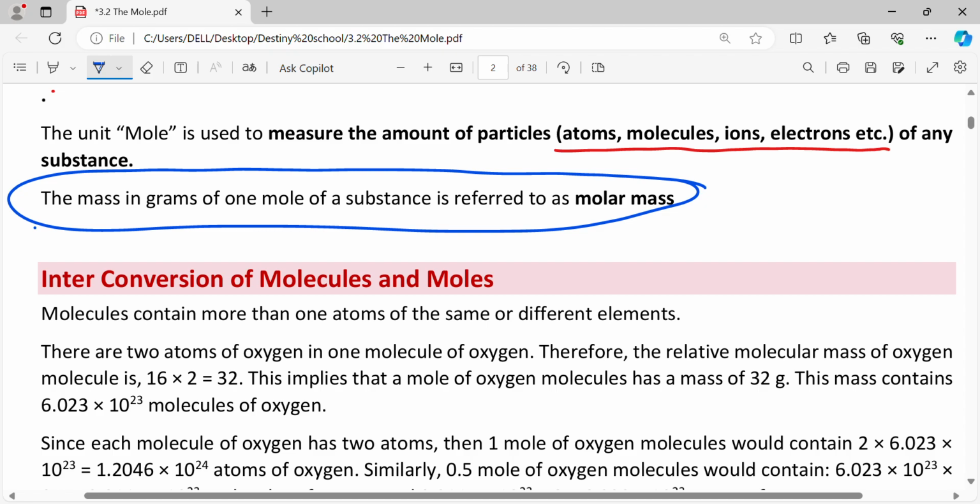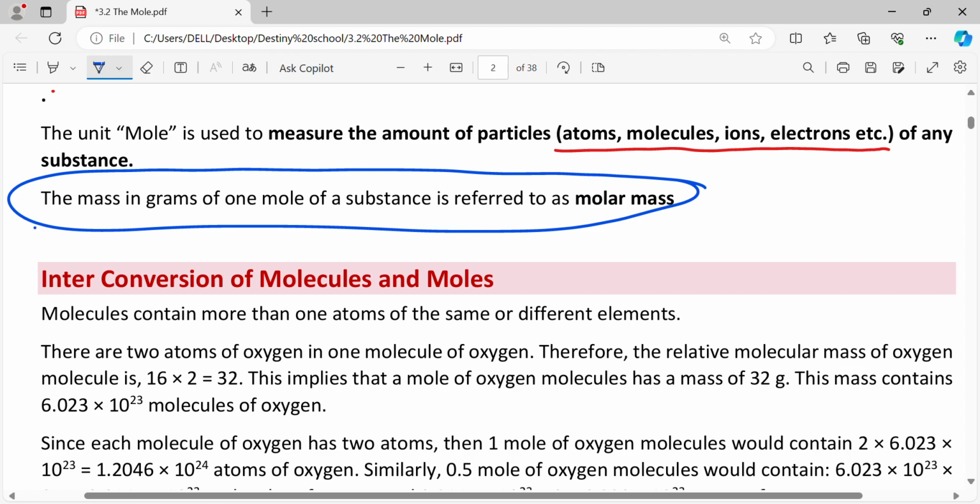The mass in grams of 1 mole of a substance is referred to as the molar mass. So you need to know about something called the molar mass. What is molar mass? It is the mass of 1 mole of a substance. For example, let's talk about sodium, and try to understand what 1 mole of sodium is.